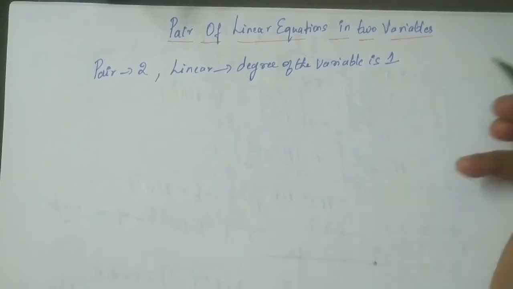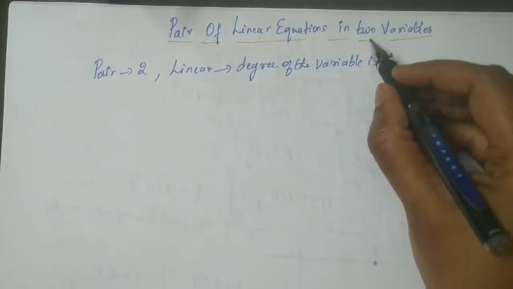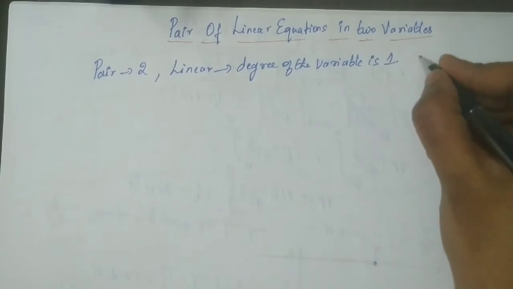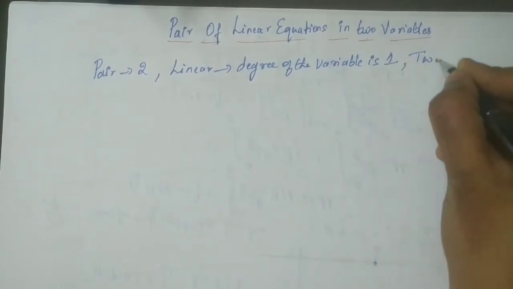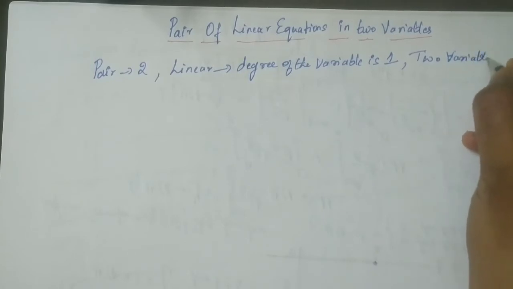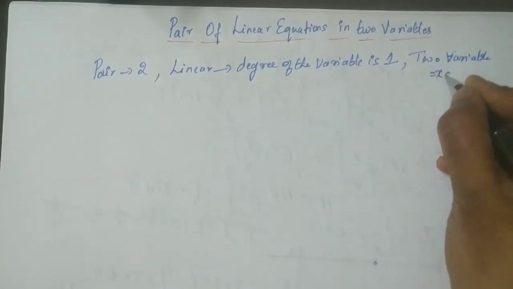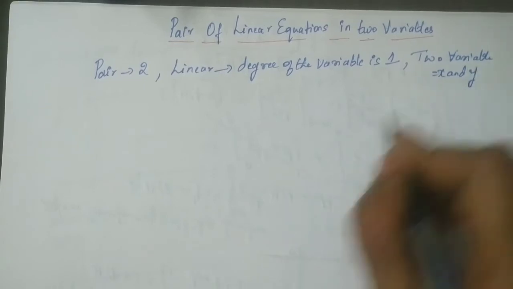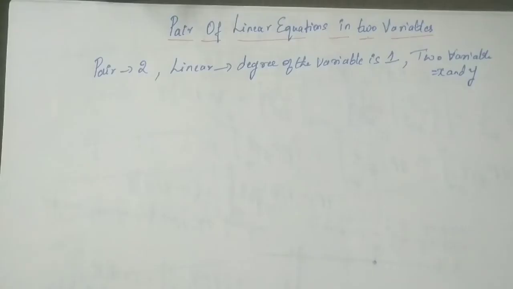You can see we have a word called two variables. So whatever the equation we have, we will only deal with two types of variables. And usually we denote the two variables as x and y. So this is all about the heading of pair of linear equations in two variables.